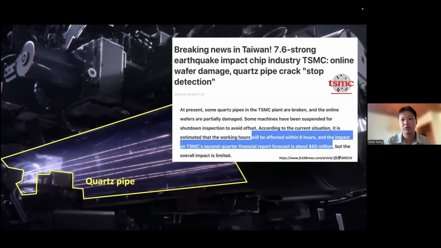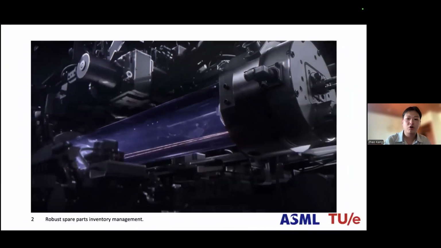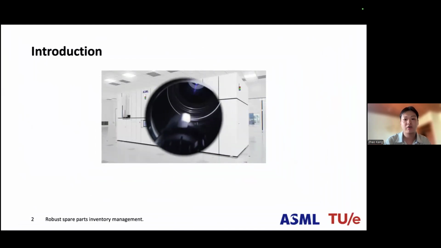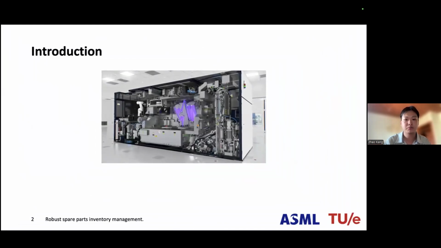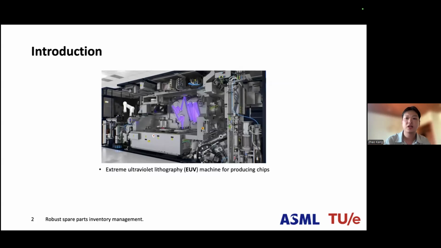In this case, what can we do? The reliability engineer will replace the broken cross pipe with a new one. Therefore, the availability of the spare part will hugely influence the corresponding cost and the downtime. The cross pipe is only one component of this type of machine, which we call the extreme ultraviolet lithography machine. This machine was introduced by ASML in 2019 to produce chips for electronics.